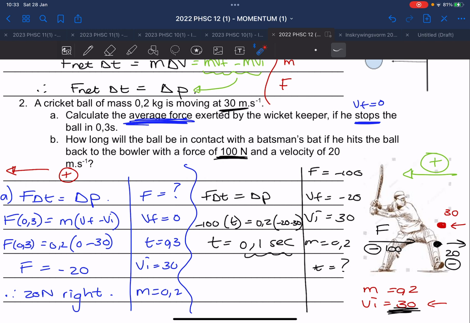Okay. And when he catches the ball, what does he do with his hands? He goes like this. What does he then do? Does he not catch the ball like this or just like this? What does he do with this? So that he can?